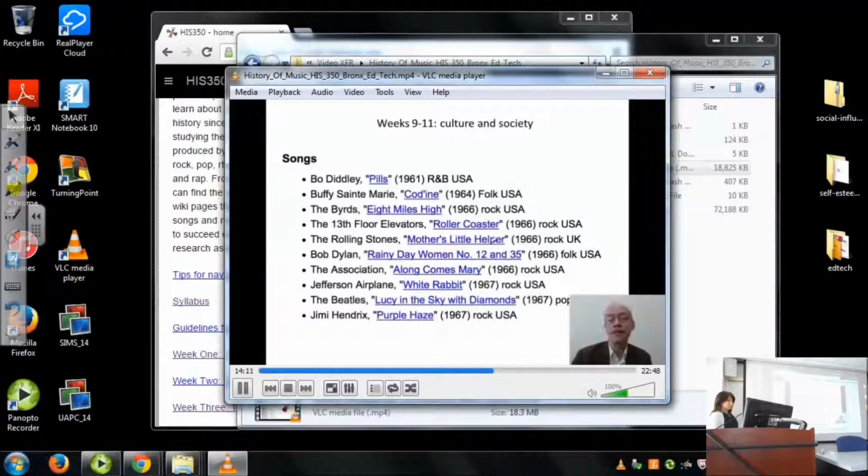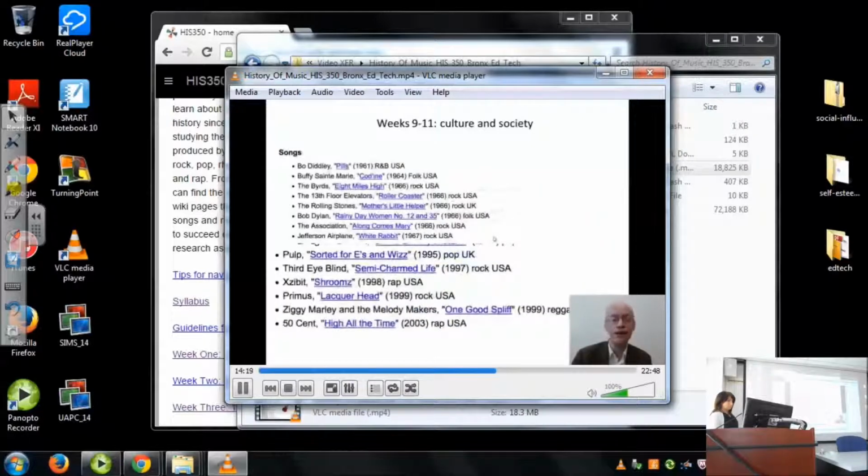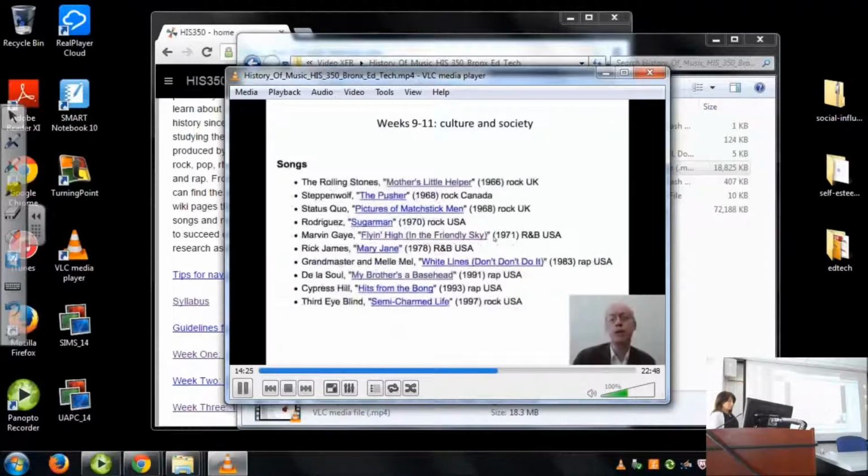And then finally, the list of songs. In this case, it goes from Bo Diddley, Pills from 1961, through Buffy Sainte-Marie, The Byrds, Purple Haze, all the way down to 50 Cent, High All the Time. And there's about 40 songs in between. Once they pick their songs, this is a sample playlist that one student came up with.